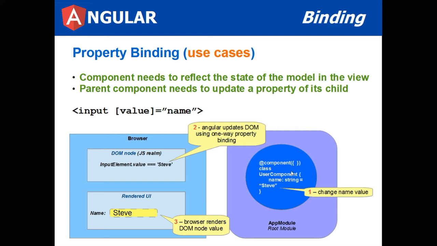Okay, in the component, first, if you change the name value, Angular will update the DOM using one-way property binding. So the input element dot value will be set to Steve. That's the DOM node in the JS realm. The browser renders the DOM node value. So notice how Angular says, you're changing this, I changed the DOM node value. Why? Because the browser is going to update the rendered value.